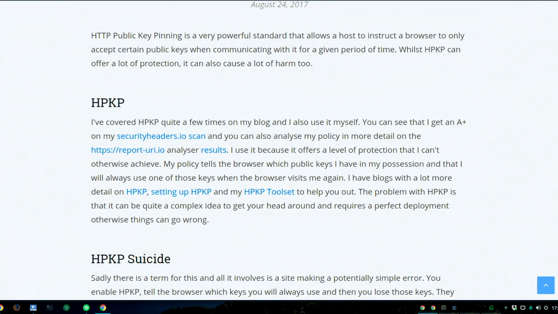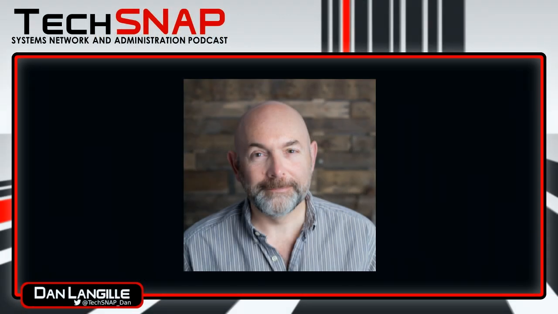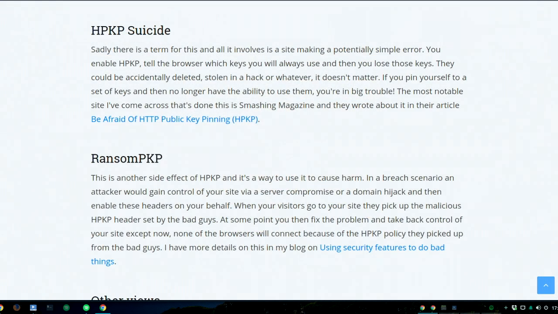So the problem with HPKP is that it can be quite complex to get your head around and requires a perfect deployment. Otherwise, things can go wrong. There's something called HPKP suicide. Sadly, there's a term for this, and all it involves is a site making a potentially simple error. You enable HPKP, tell the browsers which key you will always use, and then you lose those keys. They could be accidentally deleted, stolen in a hack, or whatever. It doesn't matter. If you pin yourself to a set of keys and then no longer have the ability to use them, you're in big trouble.